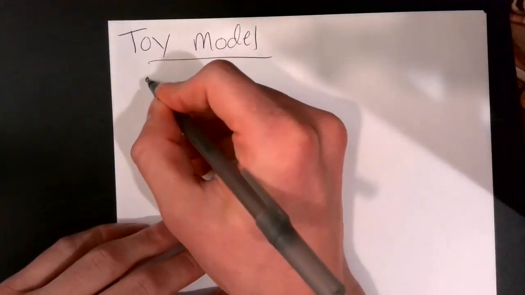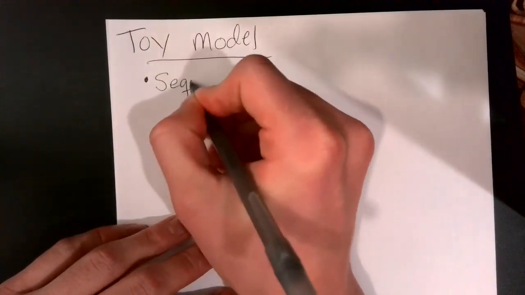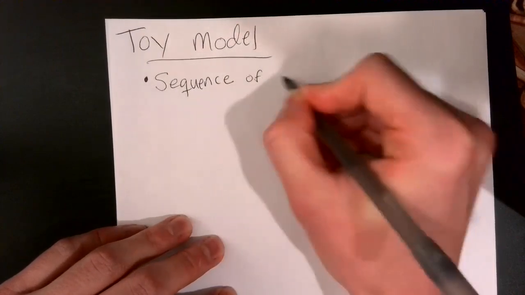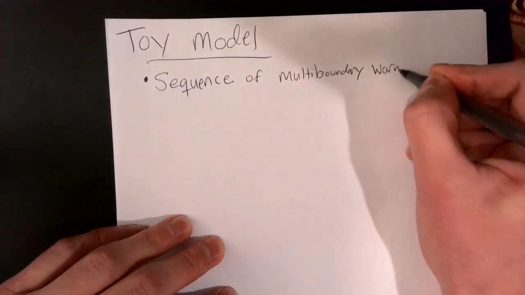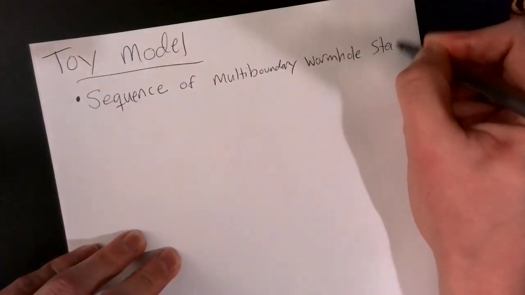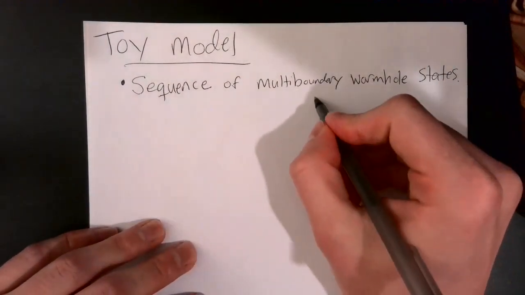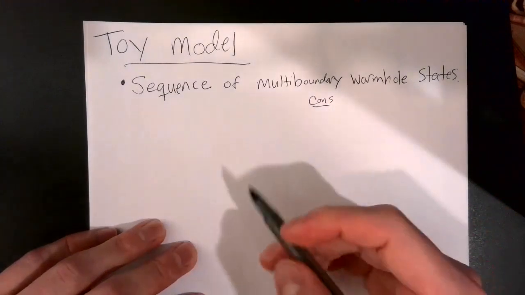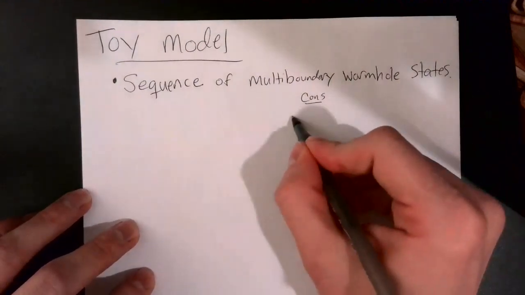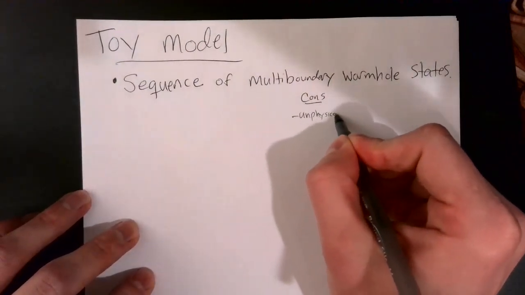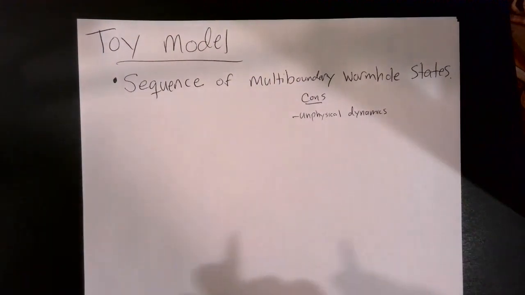So in fact, this model of black hole evaporation is really a sequence of multi-boundary wormhole states. And there's pros and cons to this model. I'm telling you a lot about the model before I actually tell it to you, but telling it to you will be short. So the cons are, of course, that the dynamics are unphysical. We don't actually expect a large black hole to radiate into smaller black holes.